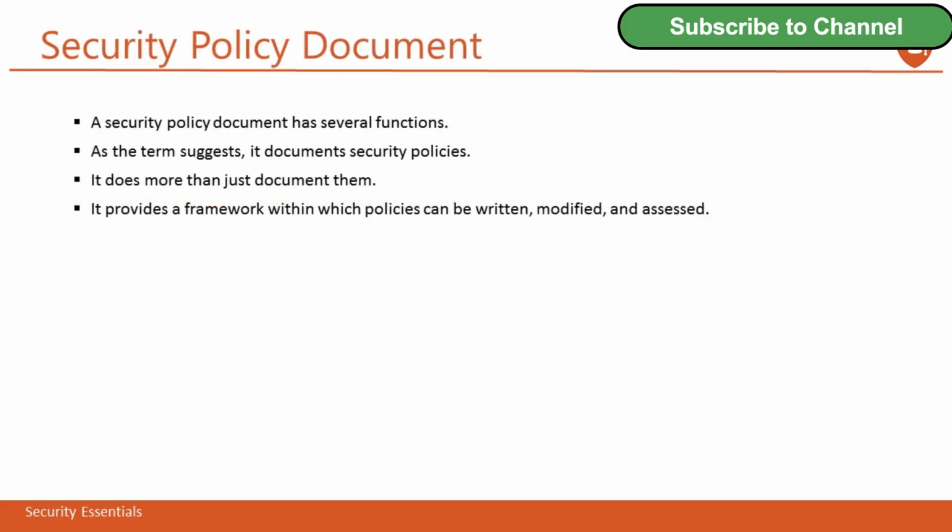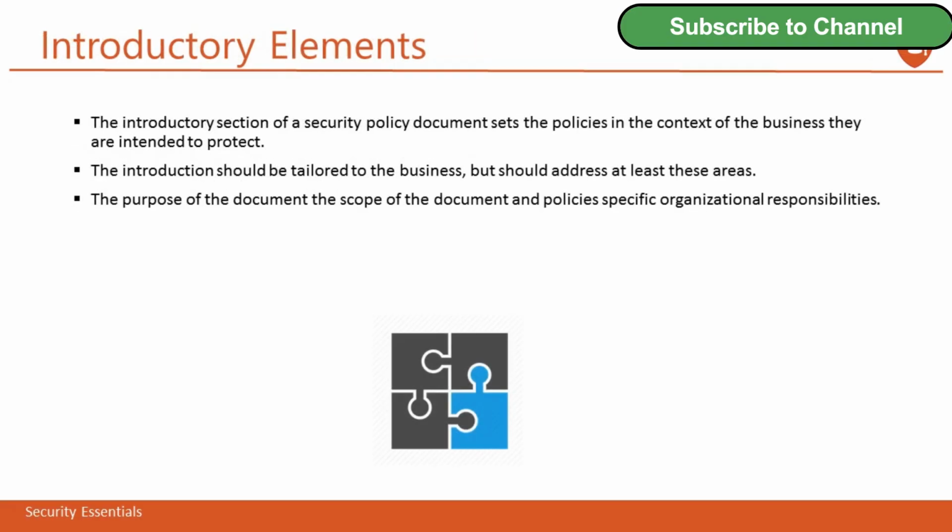So next we have the security policy document. A security policy document has several functions. As the term implies, it documents security policies, although it does more than just document them. It provides a framework within which policy can be written, modified, and assessed. What to do, what not to do, when to do it, how to do it, all of that is in the security policy document. Now we will cover what a security policy document should have.